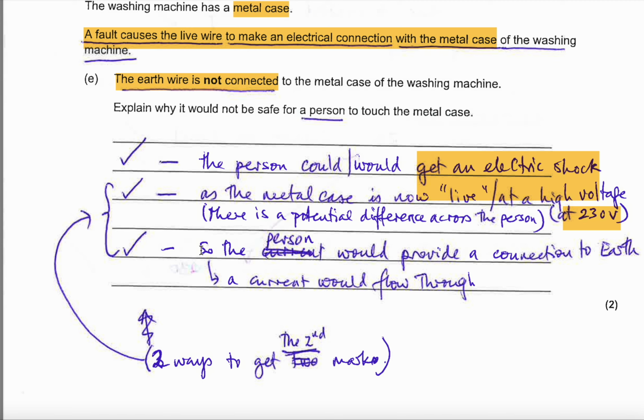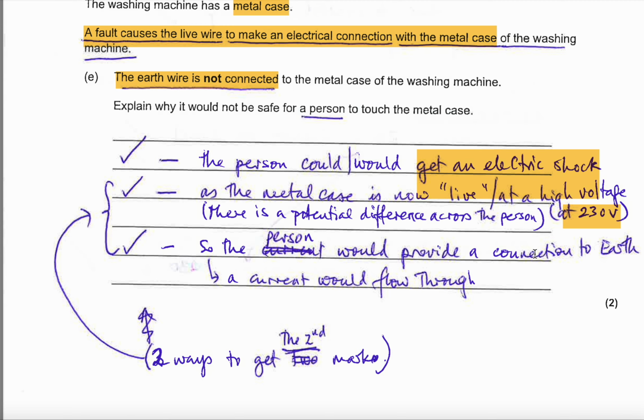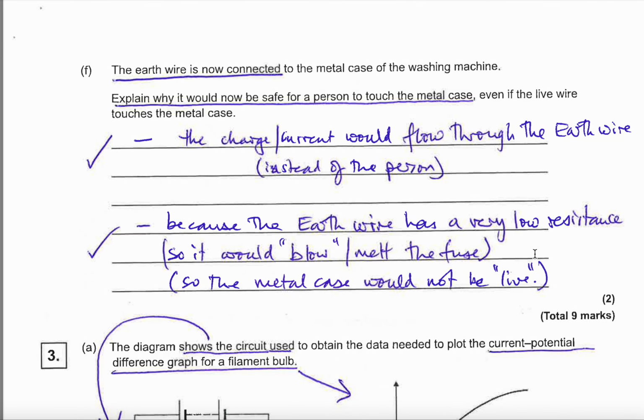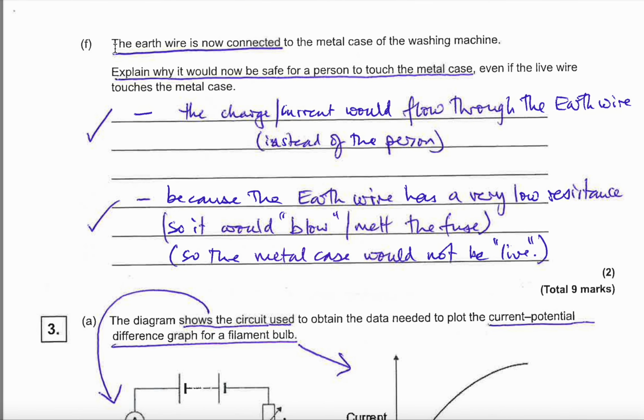You could also word it this way. The person would provide a connection to earth and the current would flow through the person, okay? So either of these second ways of explaining it would give you the second mark. But the first one should be that you would get an electric shock if you touched it because it was live. Okay.